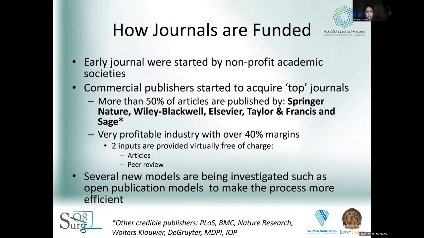More than 50% of journal articles are published by those listed publishers: Springer Nature, Wiley Blackwell, Elsevier, Taylor & Francis, and Sage. It's a very profitable industry with a 40% margin. Why? Because your two inputs are completely free. People submit articles for free, and the peer review process is free. So for publishers, this is like an amazing business. There are lots of new models being investigated, such as open publication models, to make the process more efficient.